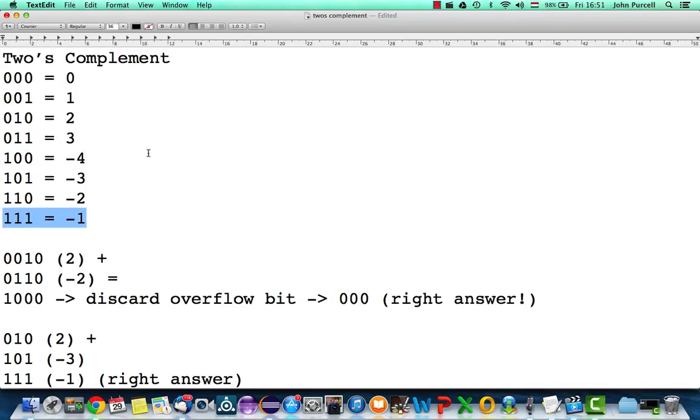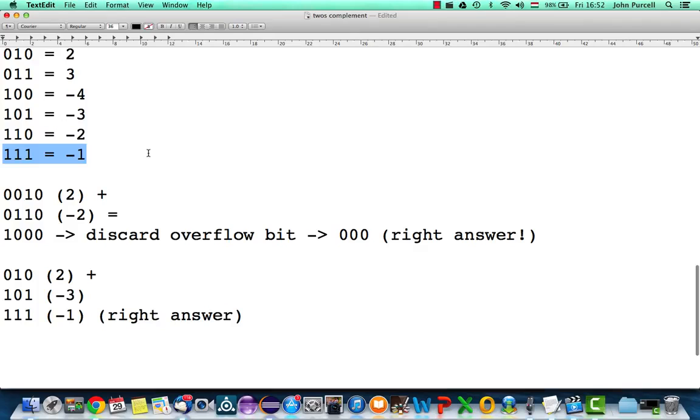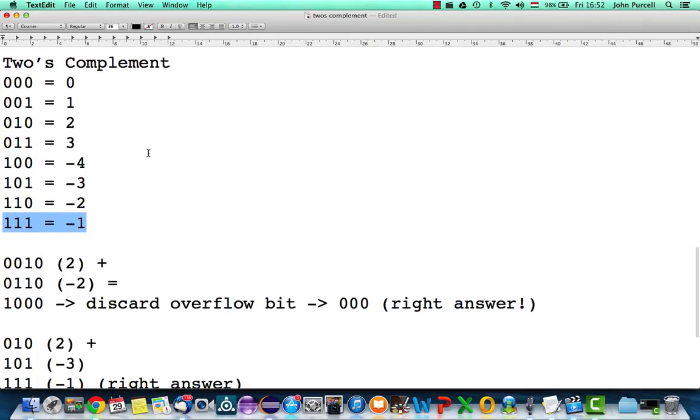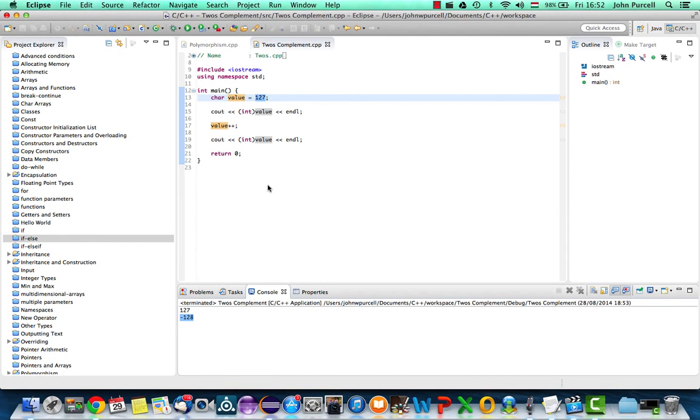And yeah, adding 2 positive numbers or adding 2 negative numbers works just the same. The only thing you have to bear in mind is that if you get an answer that's too big to fit in your type, then you are going to get an overflow. It's not going to fit in 3 bits or 8 bits or whatever. But this system, 2's complement, is the way that we represent numbers in the computer's memory, because it doesn't waste any values. There's only 1 zero, and it makes arithmetic really natural to do. We just have to discard some overflow bits.